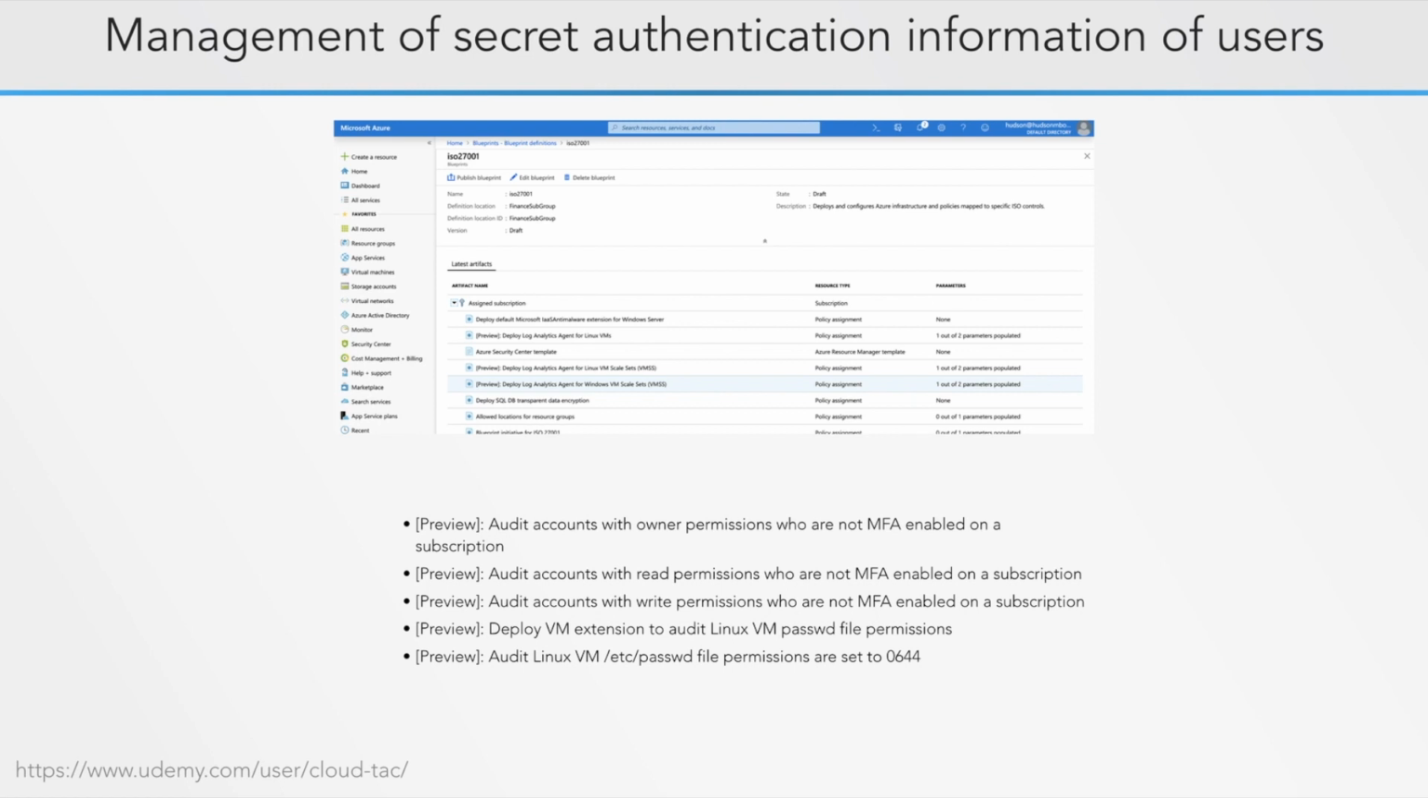Multi-factor authentication helps keep accounts secure even if one piece of authentication information is compromised. By monitoring accounts without multi-factor authentication enabled, you can identify accounts that may be more likely to be compromised. This blueprint sample also assigns 2 Azure policy definitions that audit Linux virtual machine password file permissions to alert if they are set incorrectly. This setup enables you to take corrective action to ensure authenticators aren't compromised.